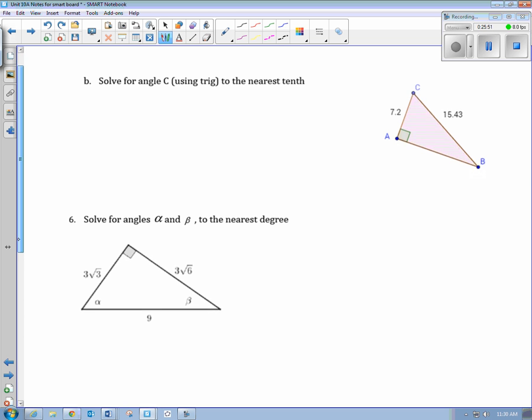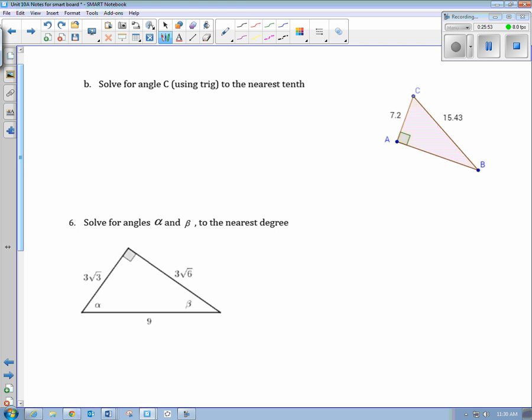I'm going to skip part B, where you're actually solving for angle C. I'm not going to do all the work, but I will set that up for you. This is adjacent and hypotenuse. So when you go through and do this, you should be doing the cosine of C equals 7.2 over 15.43. And then you can go through and figure out what your answer is for that.